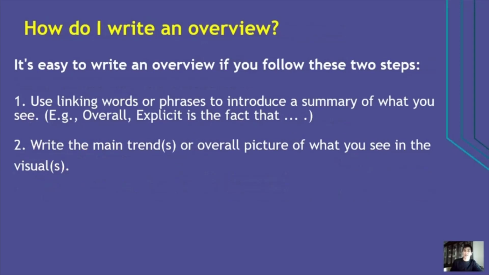How do I write an overview? It is easy to write an overview if you follow these 2 steps. First, use linking words or phrases to introduce a summary of what you see. For example, overall; explicit is the fact that; it can be seen from the picture; what stands out from the graph is that. There are several linking words to start your overview. I will post them in the description below. And second, write the main trends or overall picture of what you see in the visuals.